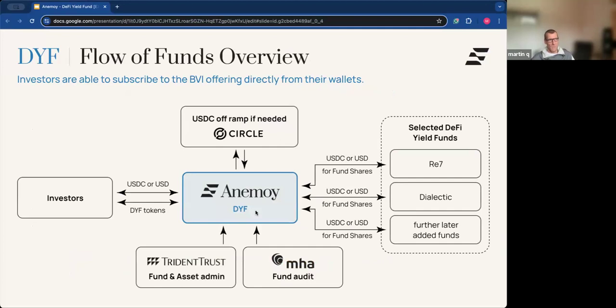The structure, just as an overview, is again what you already had presented with the Liquid Treasury Fund, so the same service providers underneath. The difference is that it's not investing straight into a real asset like T-bills. In this case, it's investing into a real asset which is the fund shares of the underlying funds, so RE7 and Dialectic in the beginning.